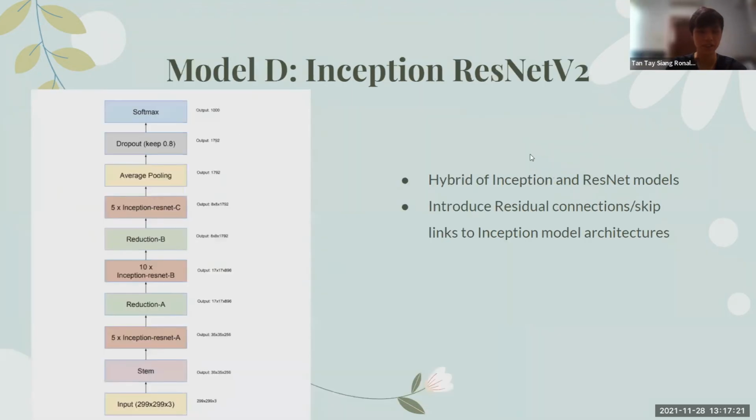Next is the Inception ResNet V2. It is a combination of both Inception and ResNet models. This is done by introducing residual connections to the Inception model architectures. Residual connections or skip links are used to skip some layers within the network. This solves the problem of having deep networks, such as the vanishing gradients. So identity functions can also be learned directly from the skip links as well.